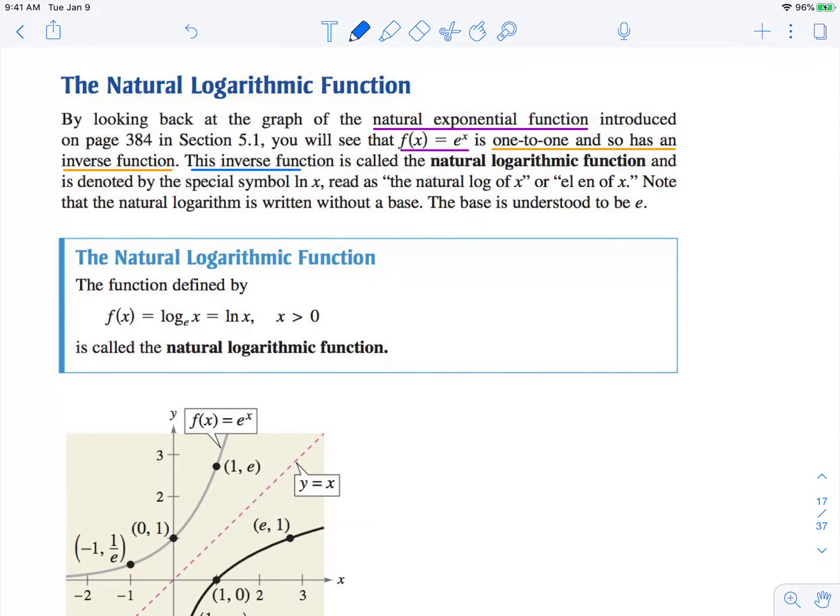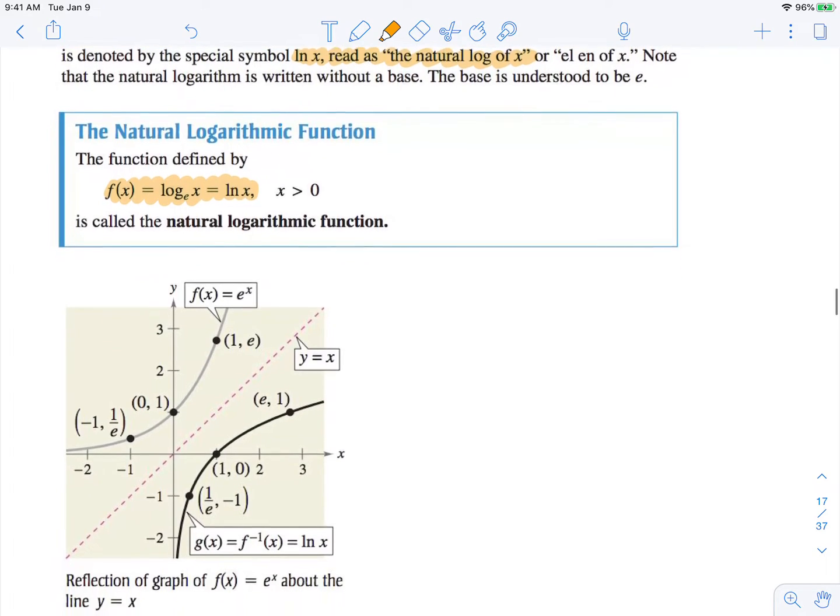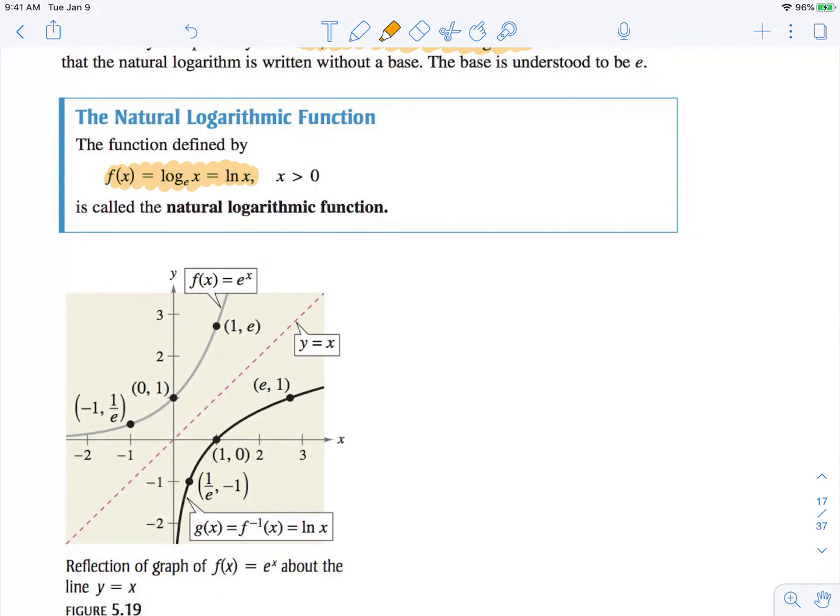The inverse function of this natural exponential function is the natural log function. So that is read as ln x, the natural log of x. And that's the same as log base e of x. But instead of writing log base e, we just write ln of x. So the graph of the natural log function is a reflection of f of x equals e to the x over the line y equals x.